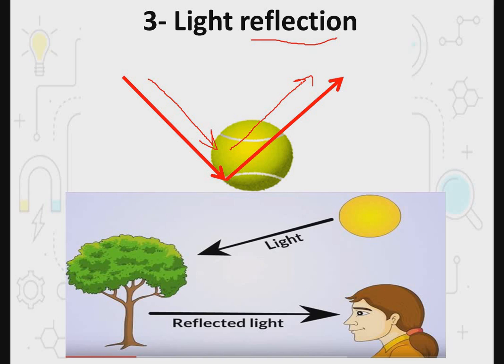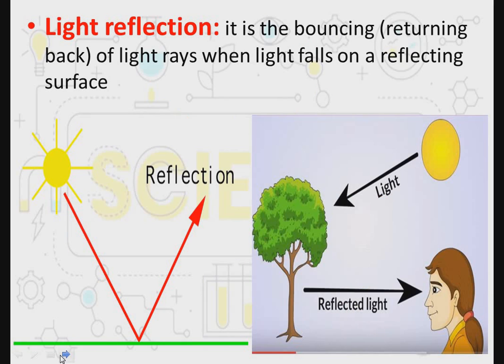This is what happens in light reflection. The light will hit something and it will return back to your eyes to cause vision. That's what makes you able to see. So, the definition of light reflection: it is the bouncing of light rays when light falls on a reflecting surface. What's the meaning of bouncing? It means it will hit something and return back to you. Okay?